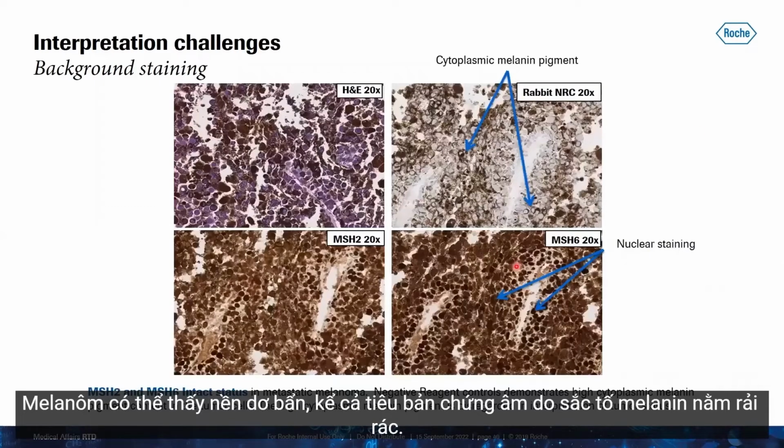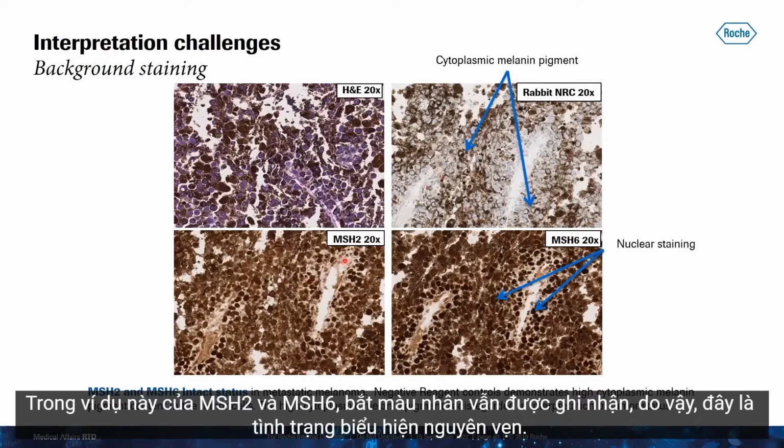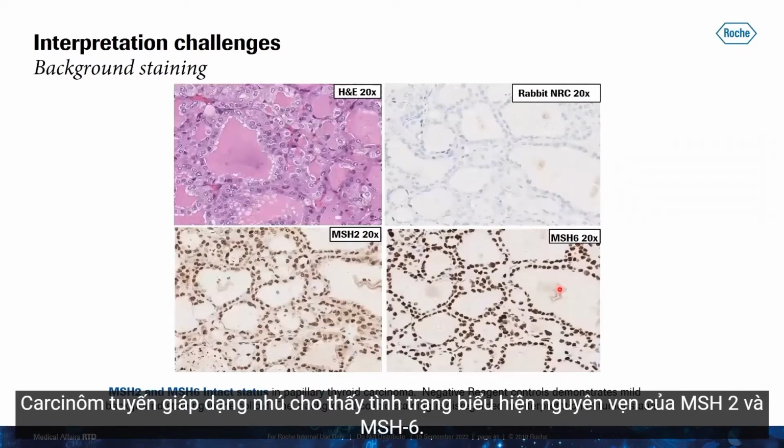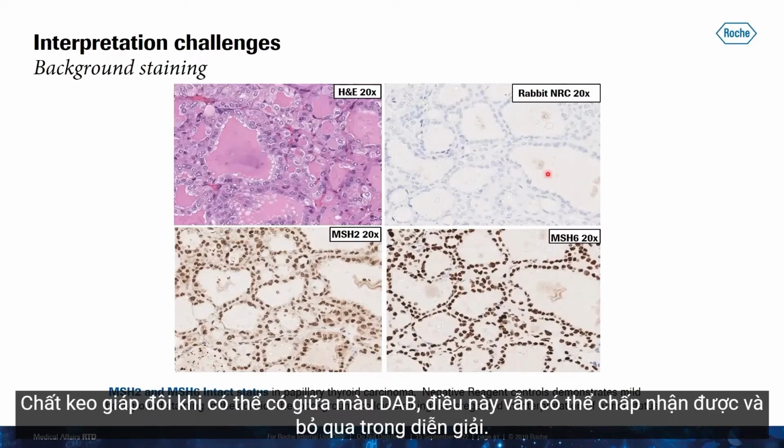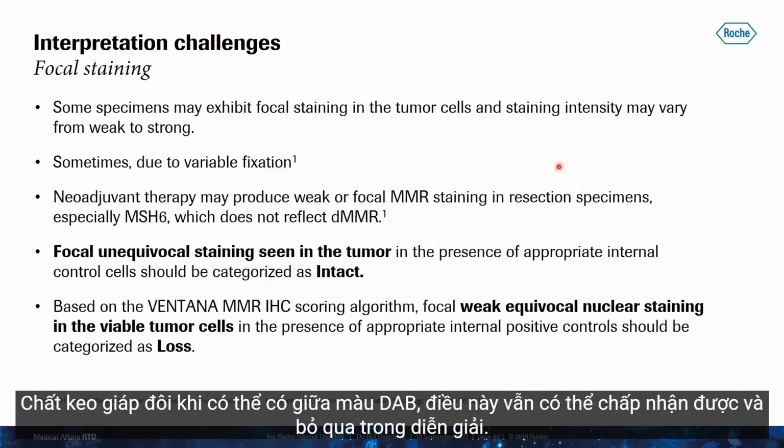Now, melanomas can be dirty looking, including the negative reagent control slide where the melanin pigment is diffusely present. But in this example of MSH2 and MSH6, the nuclear staining are still appreciable. So this is intact status. Papillary thyroid carcinoma showing intact status for MSH2 and MSH6. Now, colloid can sometimes have DAB trapping, which is still acceptable and ignored in the interpretation.